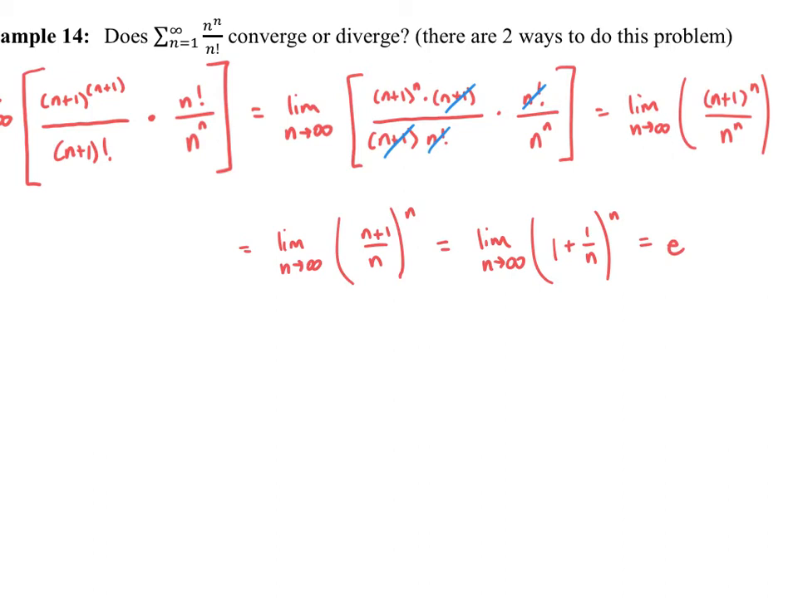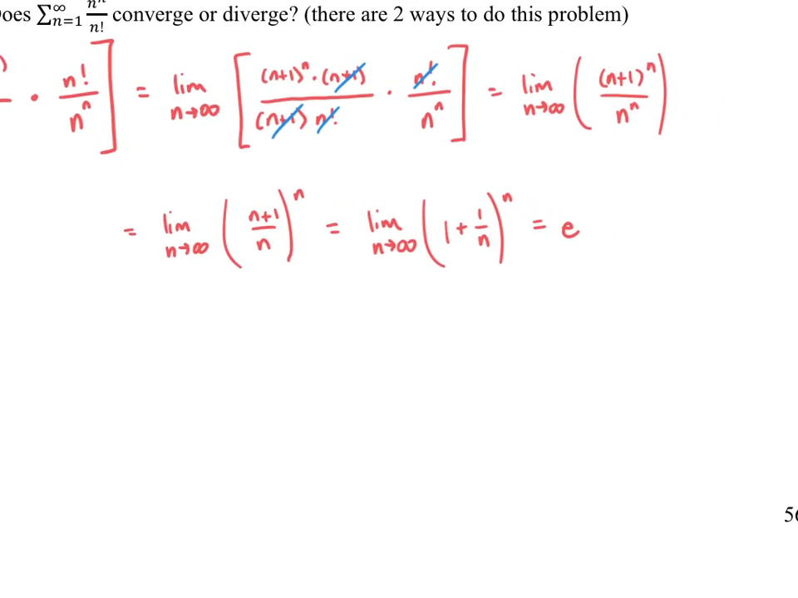You could actually figure this out by using a logarithmic change and looking at the limit of our logarithm and pulling down that exponent. That's what we did in chapter 2. It's a really long problem, and what we got out of the deal was e. So e is greater than 1, which means that the original series, n equal to 1 to infinity of n to the power of n over n factorial, is divergent by the ratio test.